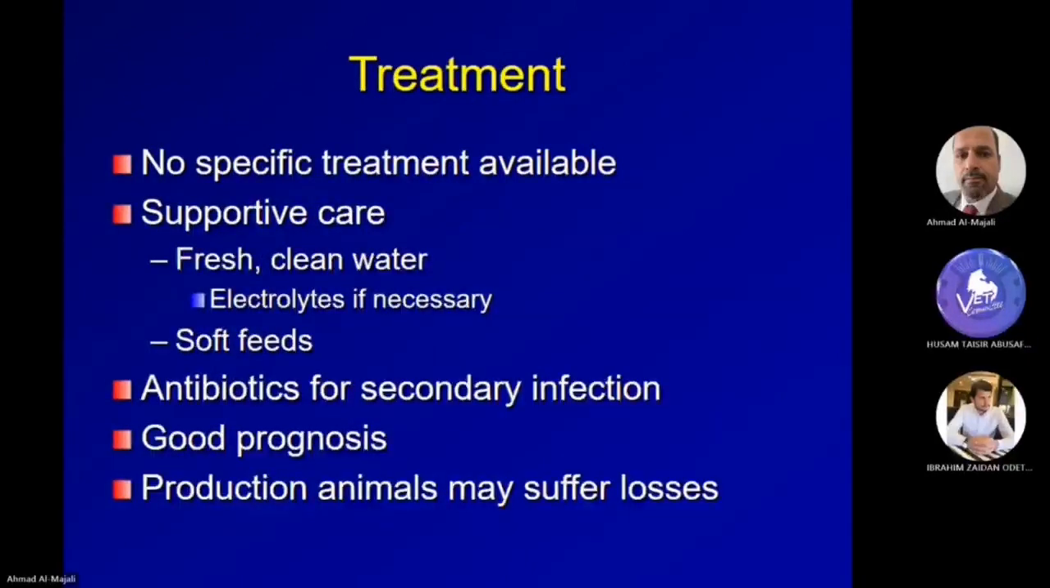Treatment. It is a bad disease, no specific treatment. We just use supportive treatment, all right? We try to prevent secondary infection. Sometimes we give electrolytes, and antibiotics for secondary infections, as I said. Usually the disease has a very good prognosis, and production animals may suffer some losses, all right? But this is actually more important in horses as a disease than in other livestock. Okay?